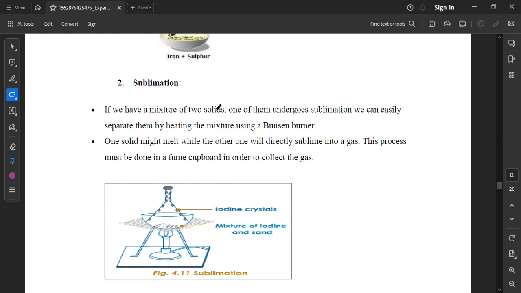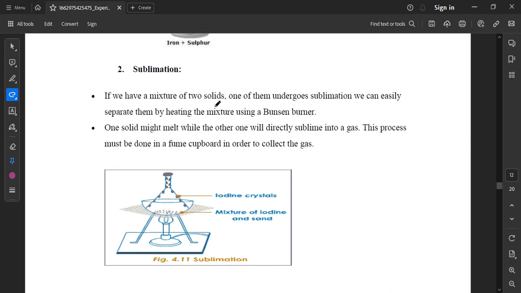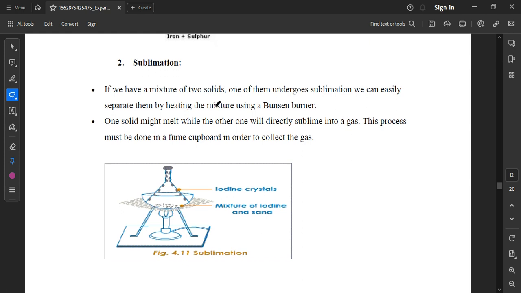Next up, we have sublimation. If you have a mixture of two solids and one of them undergoes sublimation, we can easily separate them by heating the mixture using a Bunsen burner. One solid might melt while the other would directly sublime into a gas. This process must be done in a fume cupboard in order to collect the gas.